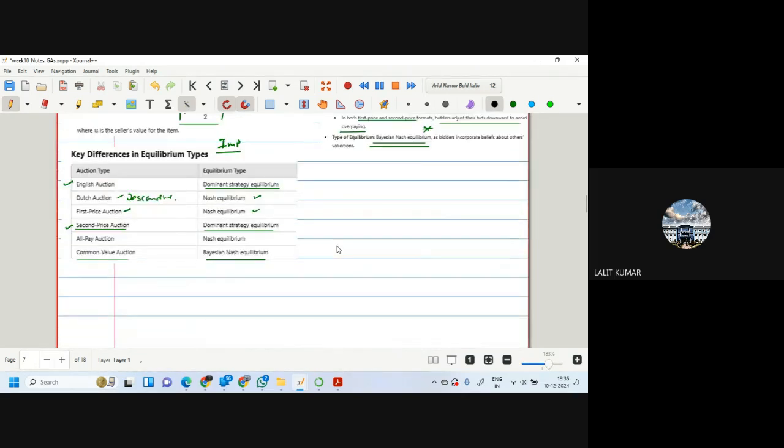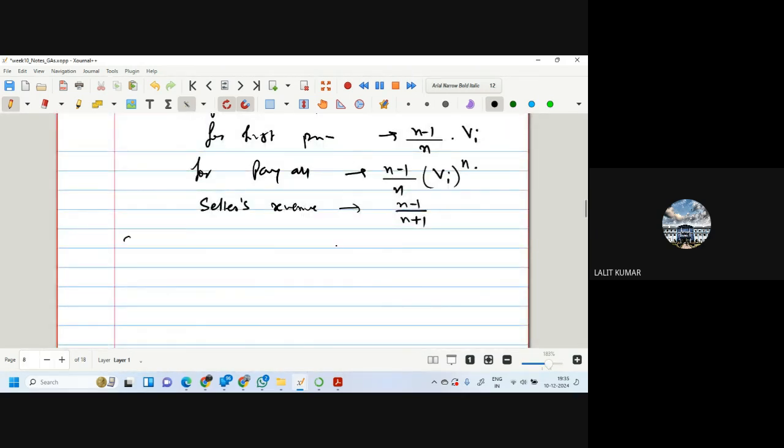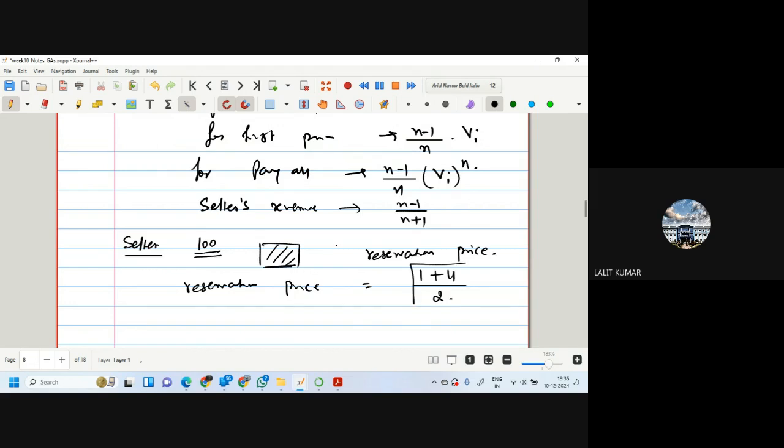Now there is another concept, which says that, for example, if the seller has got an item and he expects his value of this item is, for example, 100 rupees, then when he auctions it, he should have some reservation price. This reservation price formula is reservation price equal to (1 plus u) by 2. Whatever the value to the seller is, he should say that I will not sell it, or auction it, for less than (1 plus u) by 2. So for example, if it was 99, he'll keep a reserve price as 50.